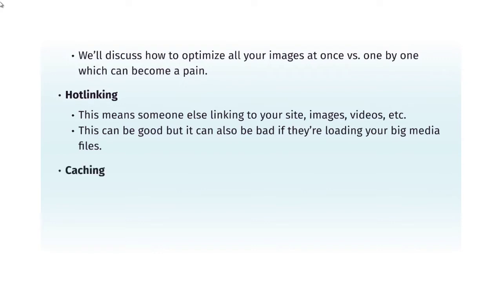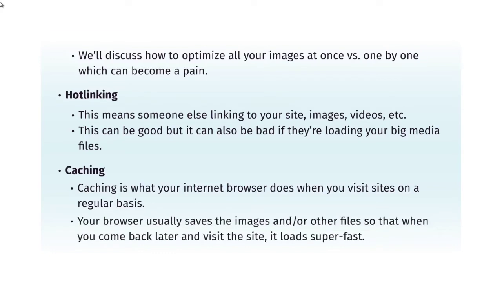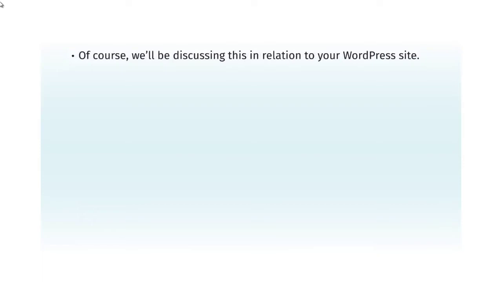The next thing is caching. Caching is essentially what your internet browser does when you visit sites on a regular basis, and your browser usually saves tons and tons of images and other files, HTML files and CSS and other files, so that when you go back to that website at a later date, it's already sitting on your computer, and therefore it loads super fast. So you can do the same thing with WordPress, but you need to tell it to do it a certain way. And of course, we'll be discussing this in relation to your WordPress site and all of that.